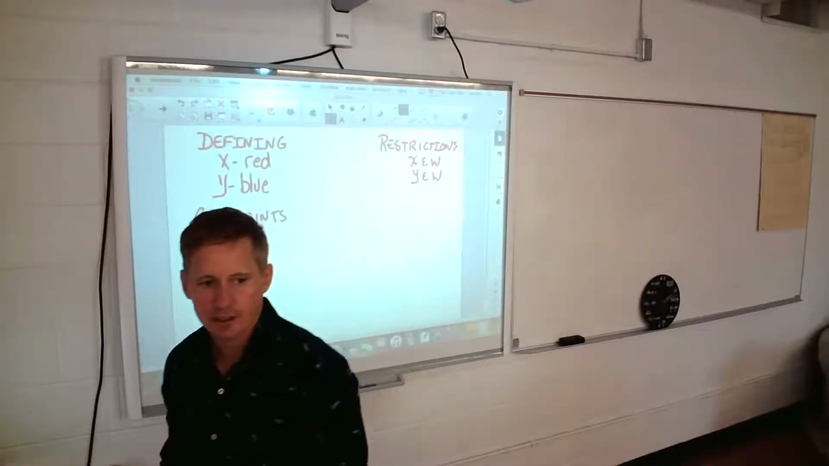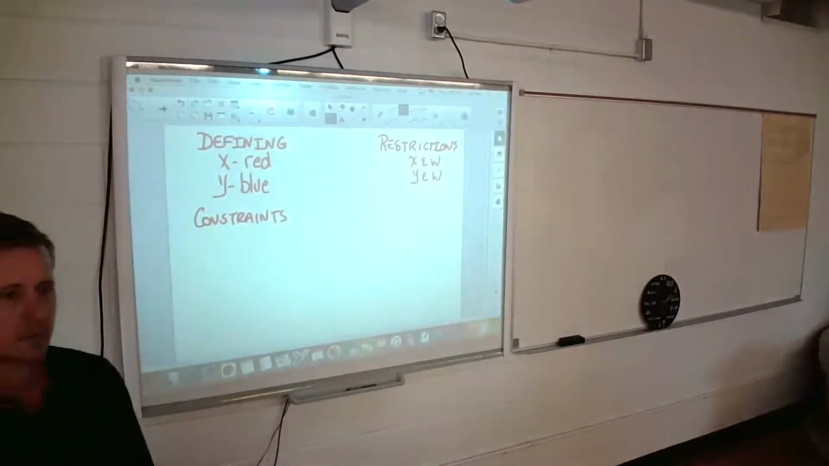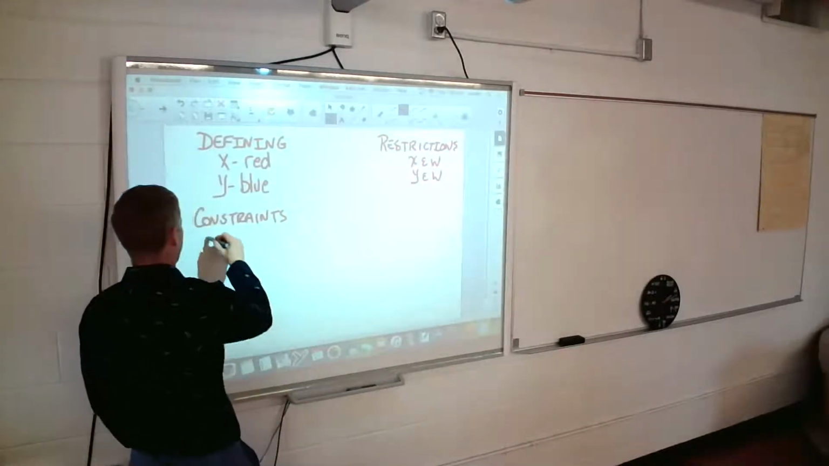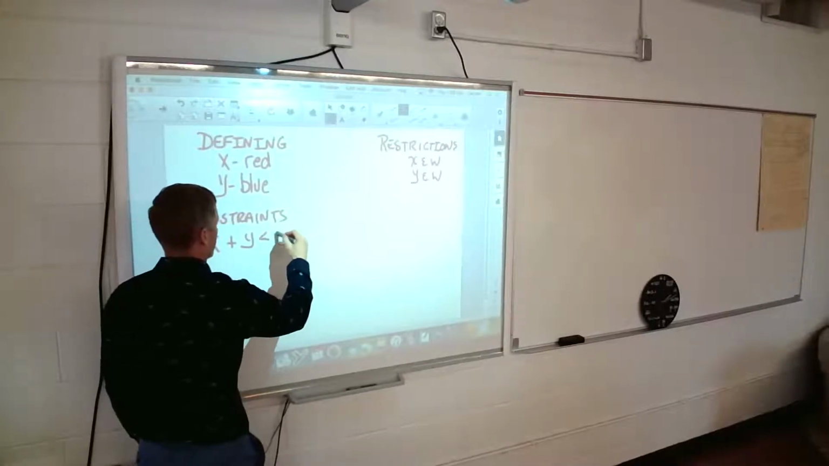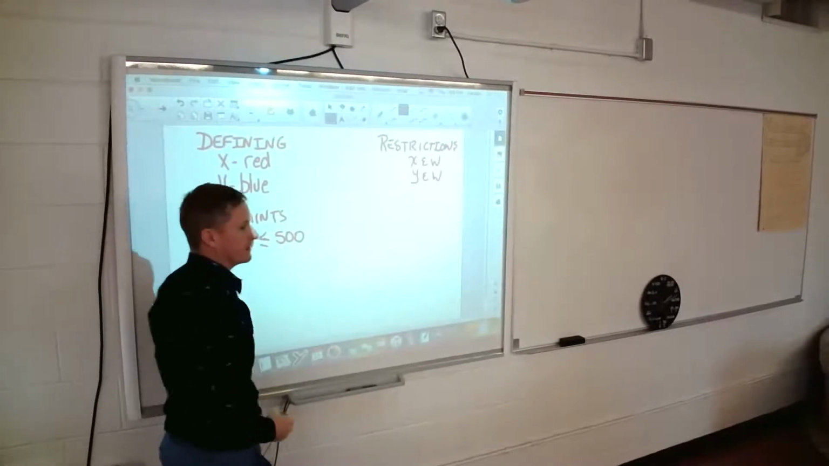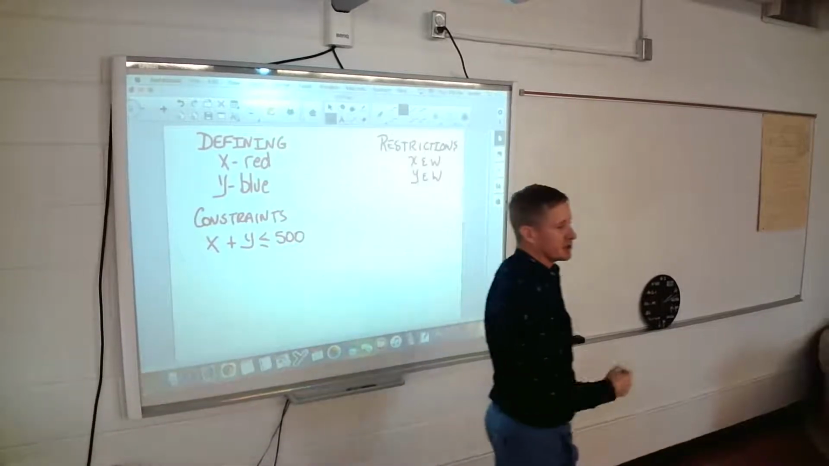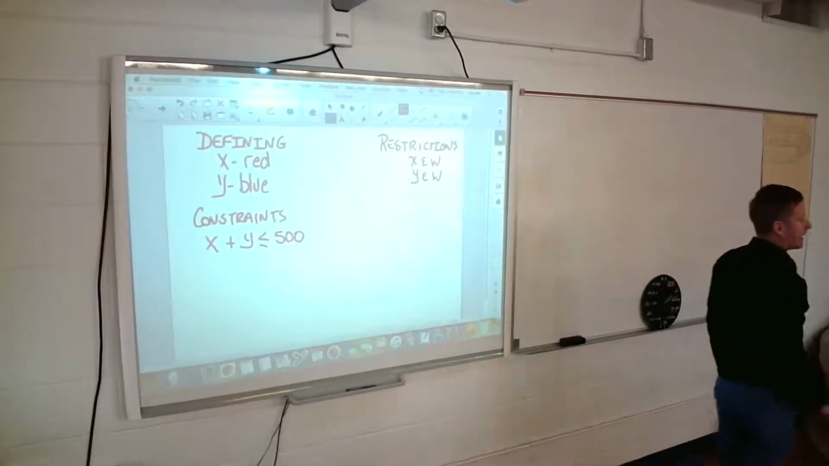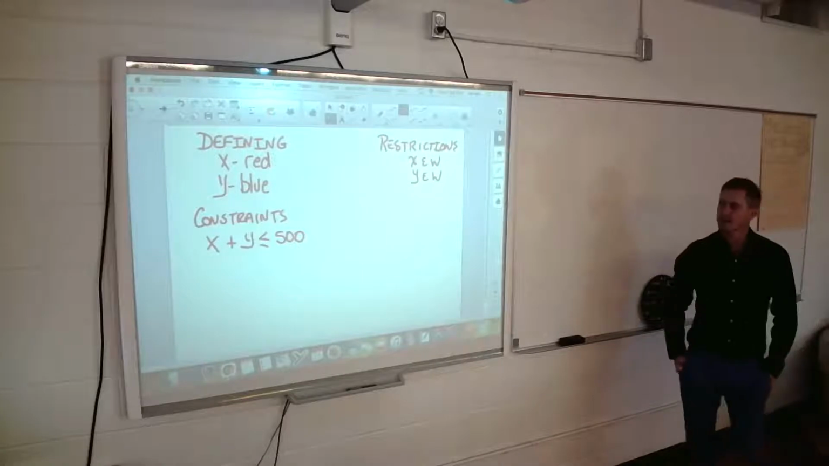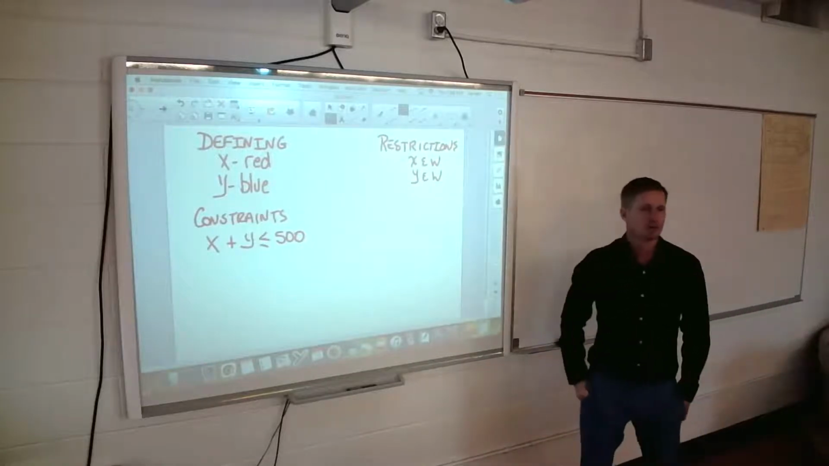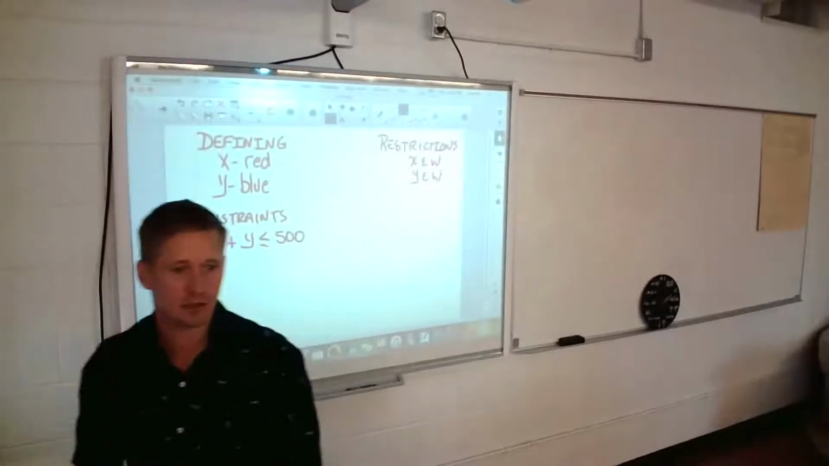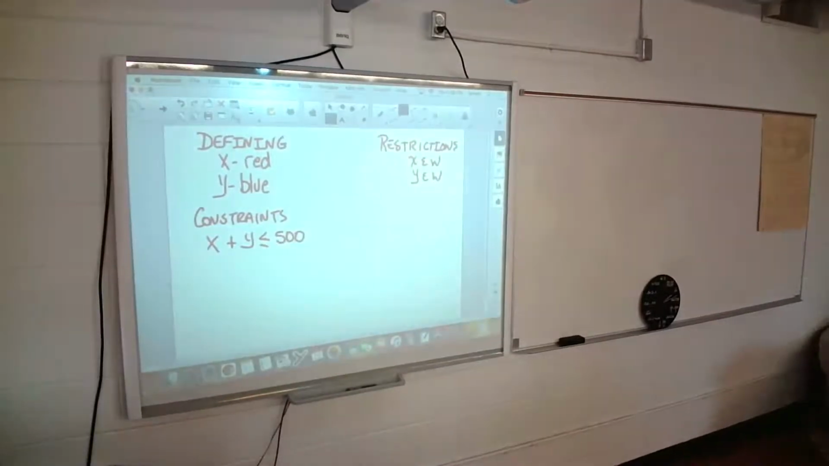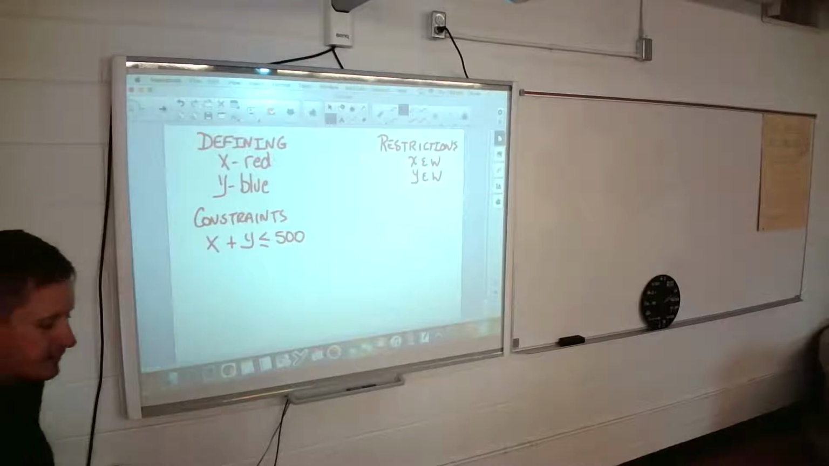Okay, now we have to work with the constraints. How many t-shirts do they have total? 500. So the number of red plus the number of blue has to be less than or equal to 500. There's my first constraint on that. When I add them together, the total has to be less than or equal to 500. Right? I don't have more than 500 shirts, but I can sell as many as 500 shirts. And I have to add all my red and my blue to get to there.